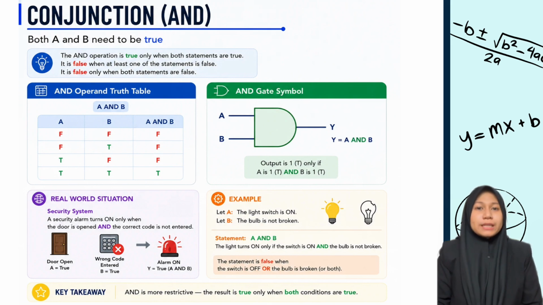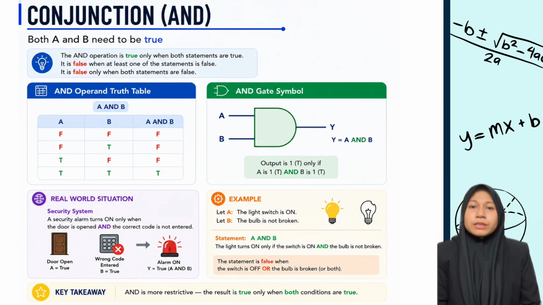The AND operator combines two statements, A and B. The result is true only when both A and B are true. If either one or both statements are false, the result will be false. As shown in the truth table, there is only one situation where A and B is true, which is when A is true and B is true. All other combinations produce a false result.